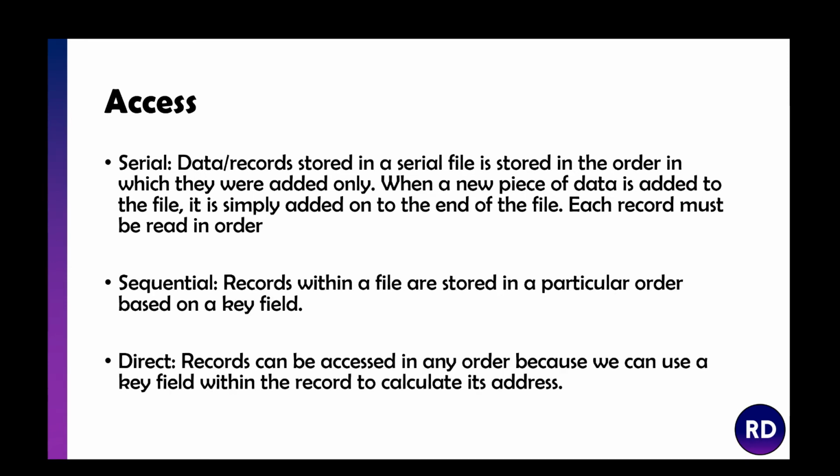Now we've got 3 ways of accessing data. So we've got serial, where data stored in the serial file is stored in the order in which it was added. So if you do one thing on Monday, Tuesday, Wednesday, Thursday, it'll go in that order, it won't go in a random order. So when a new piece of data is added, it just gets appended to the end of the file, and each record must then be read in that order. Now, sequential is where records within a file are stored in a particular order based on some form of key field, so it follows a sequence that's preset. And then direct is where records can be accessed in any order, because we can use a key field within the record to calculate its address.